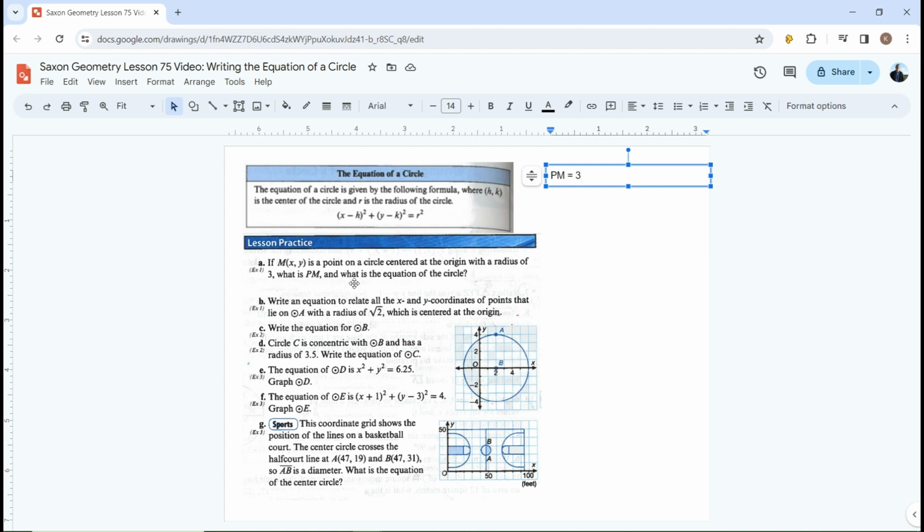The equation for the circle. Now, here's the thing. If it's centered on the origin, I don't need h and I don't need k because h and k are 0. So this is going to be the simplest equation for a circle that we could have. Okay, and here's what it's going to look like. It's simply going to be x squared plus y squared equals, and now I need to take the radius and square it, 9. X squared plus y squared equals 9.